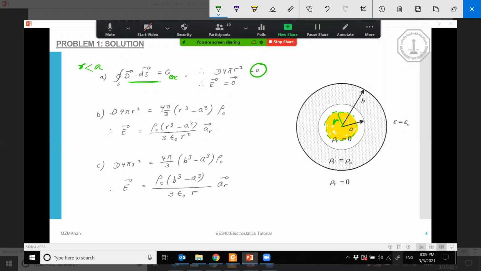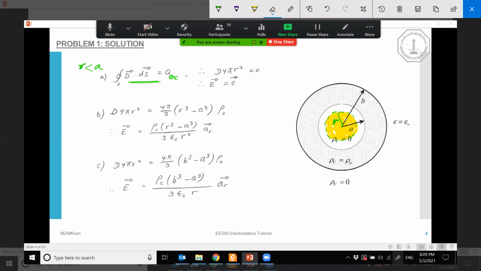So therefore, if the right hand side is 0, then the left hand side must be equal to 0. So therefore, your d bar will be equal to 0, and therefore your e bar will also be equal to 0.